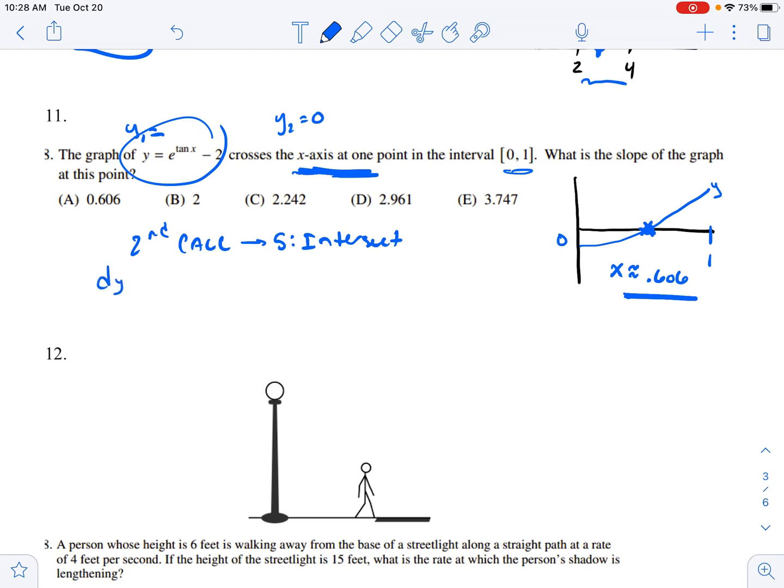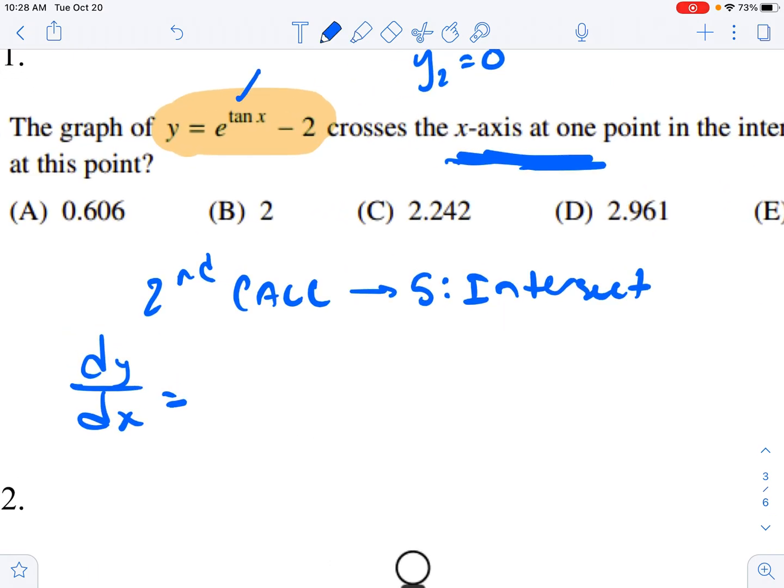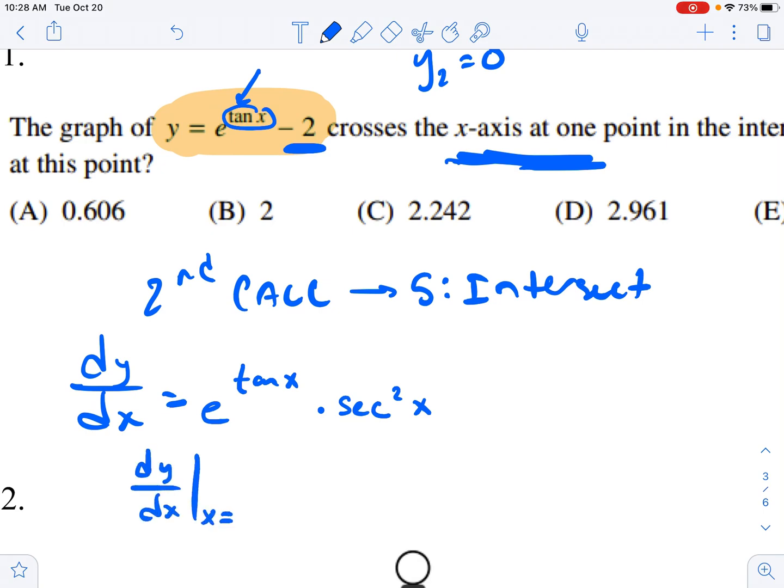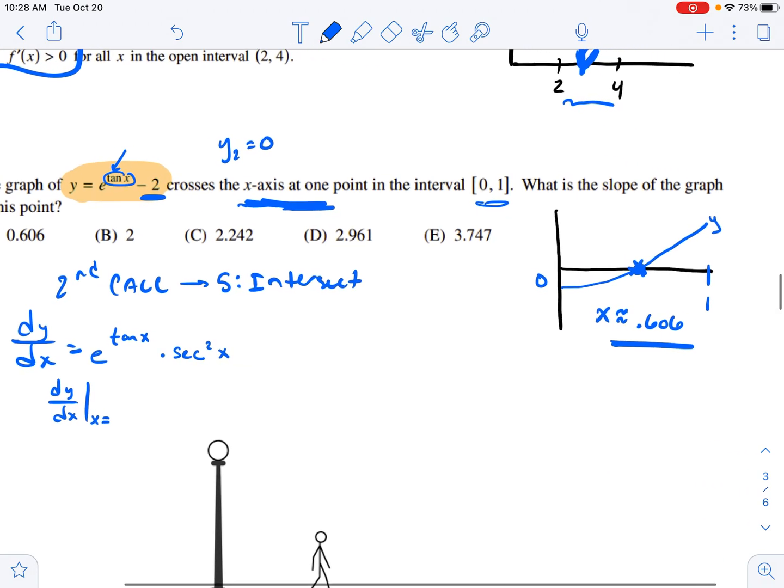So we want the derivative. All right, so we got to take the derivative of this. So the derivative of e to the tan x, well, that's more than a plain x up there, so we're going to use chain rule. So we're going to get back e to the tan x to begin. That's the first part of the chain, right? Derivative e to the x is itself, times the derivative of tan x, which is secant squared x. The derivative of the minus 2 is 0 because it was a constant. So there's dy dx. And now I can evaluate this at x equals 0.606.